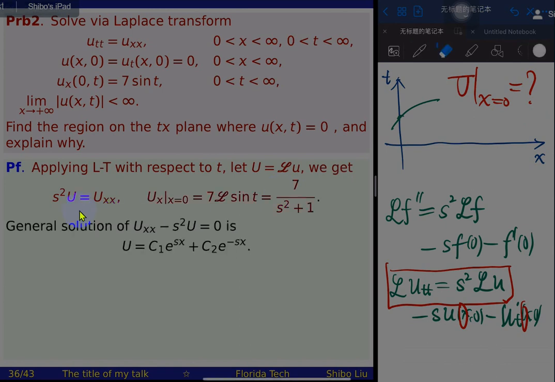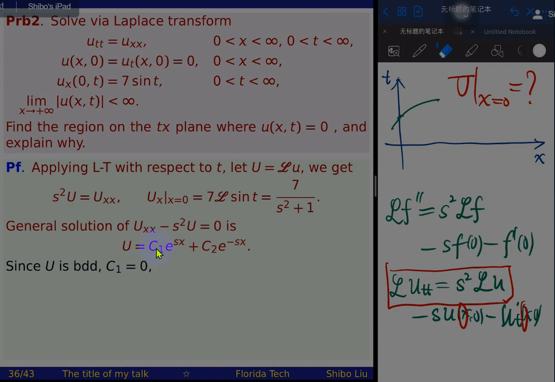Now, the general solution of this ODE is C1 e to the sx plus C2 e to the minus sx. This is easy. Now, because the solution is bounded, because small u is bounded, capital U is also bounded. Therefore, C1 has to be 0. Otherwise, if C1 is not 0, multiplying this exponential term, when x goes to infinity, this term will blow up. Therefore, C1 must be 0.